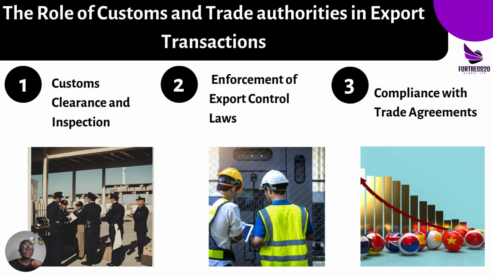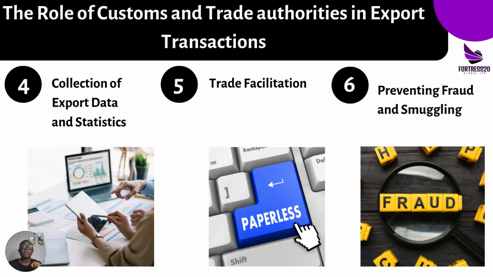Number one, inspecting and clearing goods to ensure compliance with export regulations. Number two, enforcing export control laws to protect national security. Number three, ensuring adherence to trade agreements which allows exporters to benefit from preferential tariffs. Number four, collecting data to provide insights for trade policies and economic decisions. Number five, facilitating trade by simplifying the export process. Number six, preventing fraud and smuggling to protect the economy and legal trade.